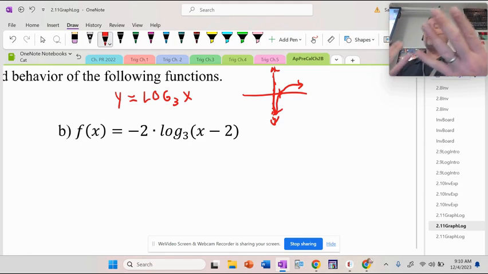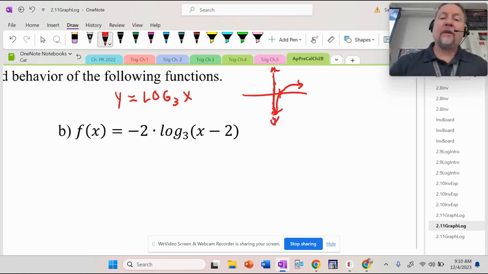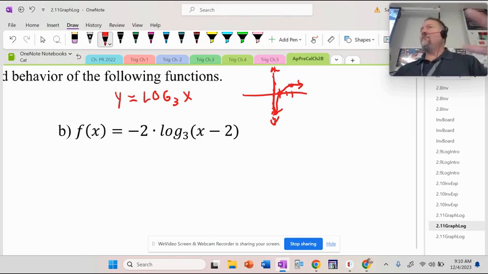But when I plug in 3 for x, I get 1. So (3, 1) would be an output value. Those 2 points alone plus the asymptote give me enough to give a sketch, right? So that's the minimum we're going to be looking for.